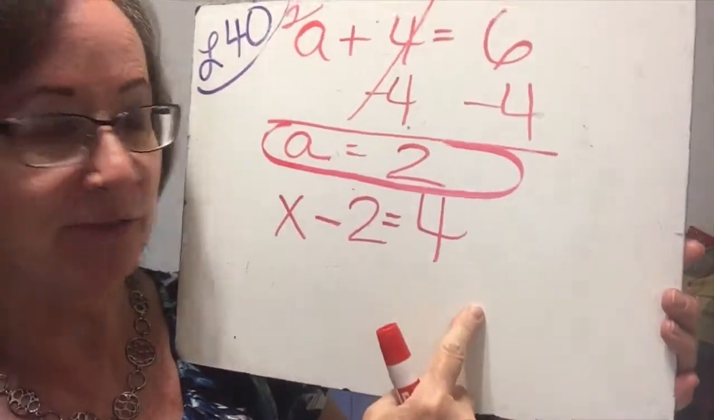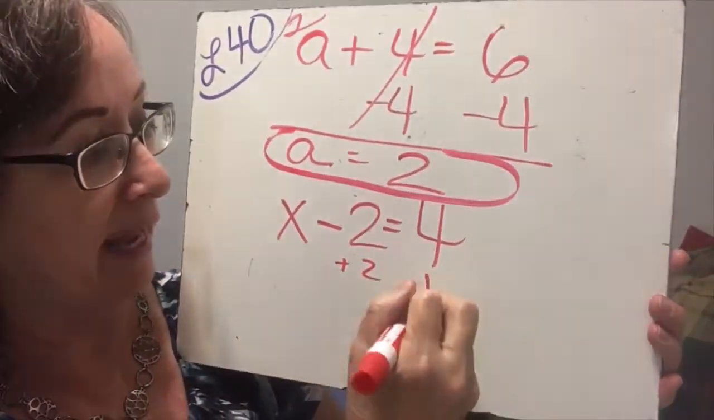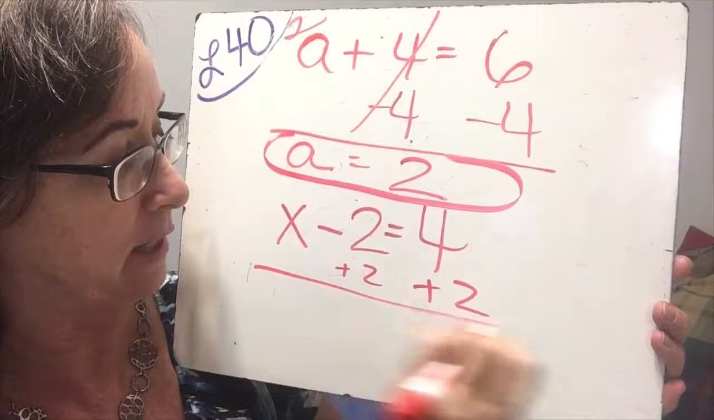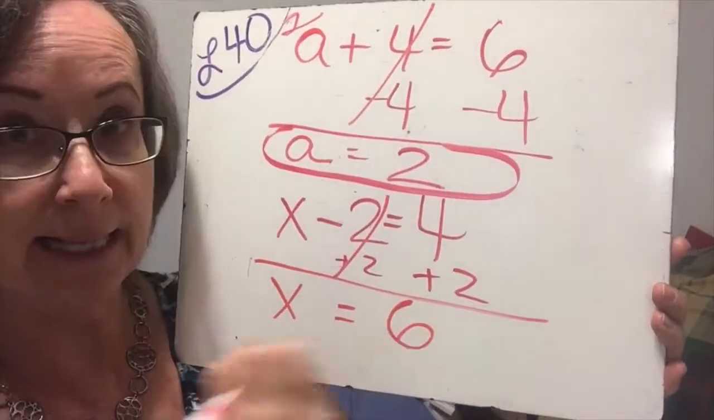Let's look down at this one. x minus 2 is 4. So we want to get x by itself. So we will add 2 and add 2 to both sides of the equation. This is going to cancel. We get x equals 6.